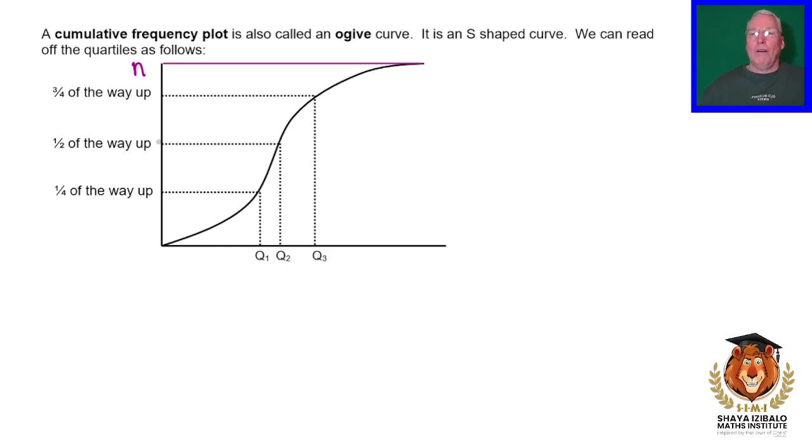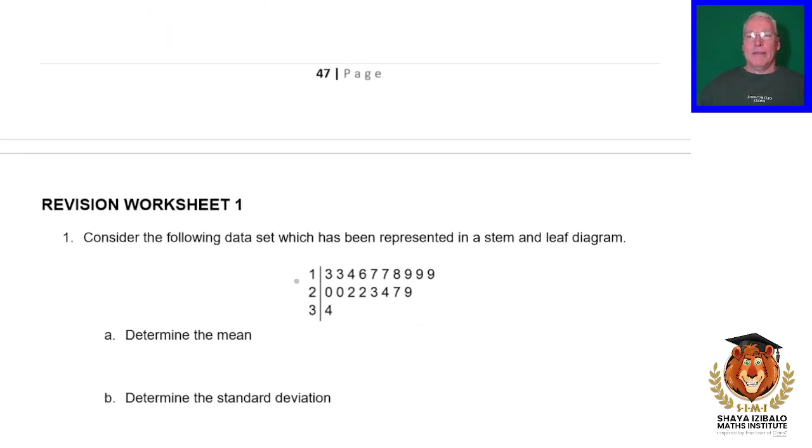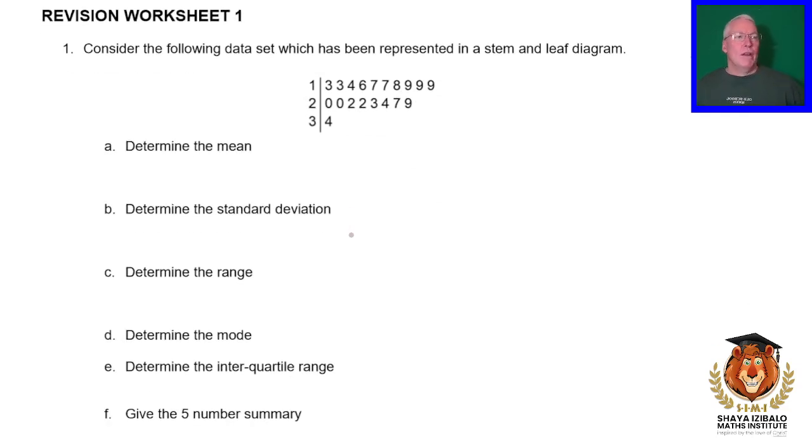Now off a cumulative frequency curve, we can read the median. The median would be halfway up. We read halfway up and then read across. This would be the median value over here. The third quartile would be 3/4 of the way up, and the first quartile would be 1/4 of the way up. So if we were given one of these cumulative frequency curves, we could calculate the interquartile range. It would be an estimate because we're reading off a graph, but reasonably accurate.